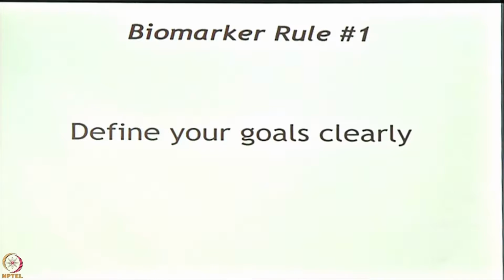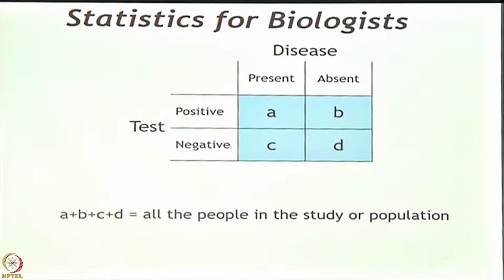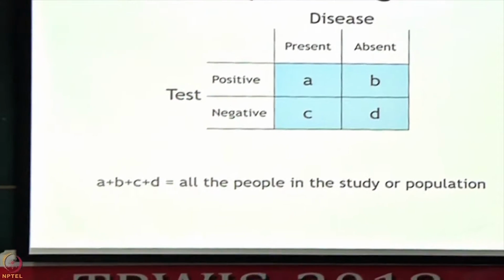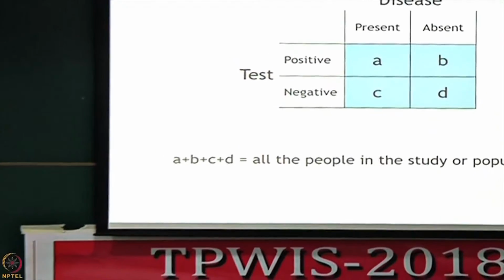So let's diverge now and talk a little bit about the statistics of biomarkers. Okay, so this is obvious, right? You have a population of people. Some of the people have the disease and some people don't, right? That's true of any population anywhere. You've got some people in that population that have it and some people that don't, right?